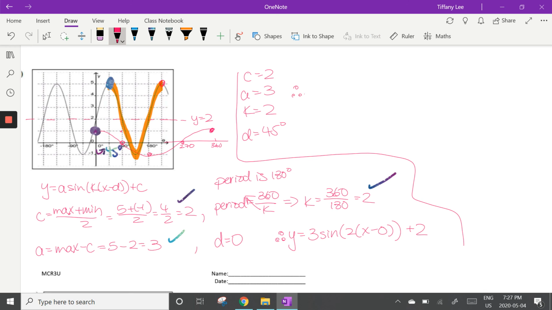So therefore, your cosine graph is y equals 3 cos(2(x − d)). I can just write x plus, oh, oops, actually, no, I cannot. It's x minus d, which is 45 degrees, close bracket, plus c, which is 2. And there you go. That is it.